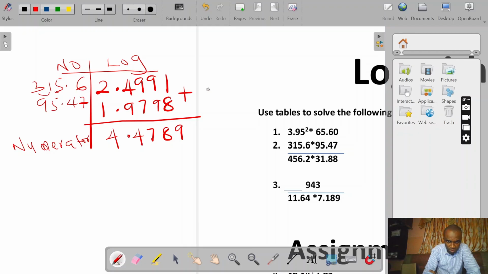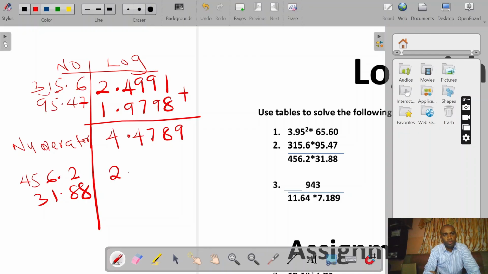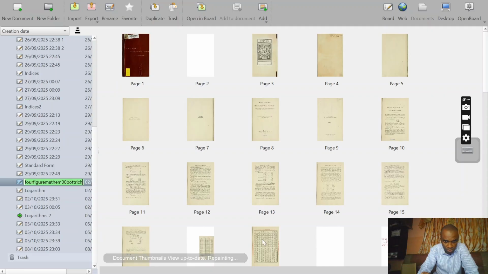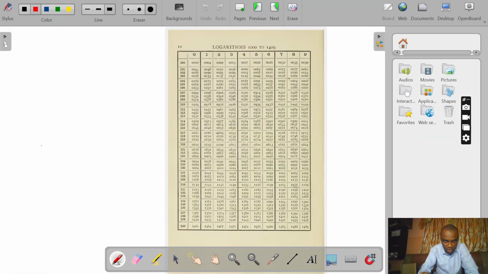So I have to solve for the denominator. Let me just extend this down again. So I have 456.2 and 331.88. 456.2, 3 digits before the decimal point. So remove 1, that will give you 2. For 331.88, 3 digits before the decimal point, remove 1 will give you 2. So I'm looking for 45 under 6 difference 2.